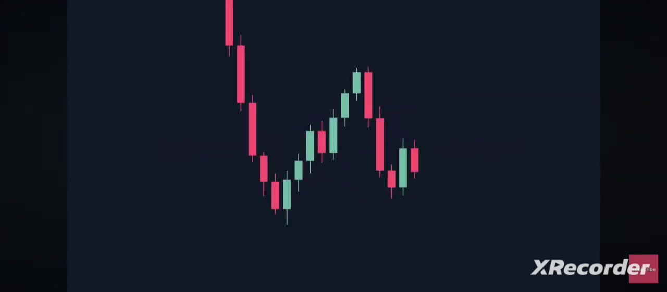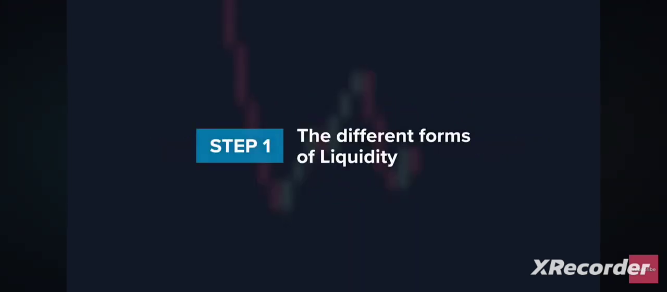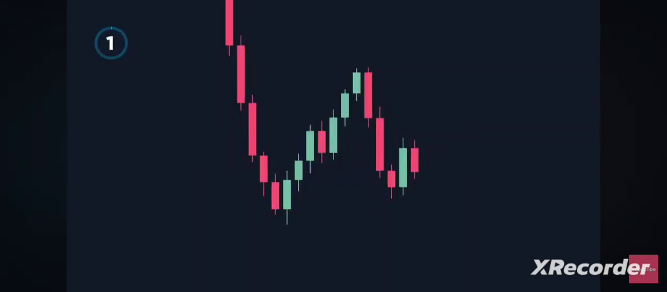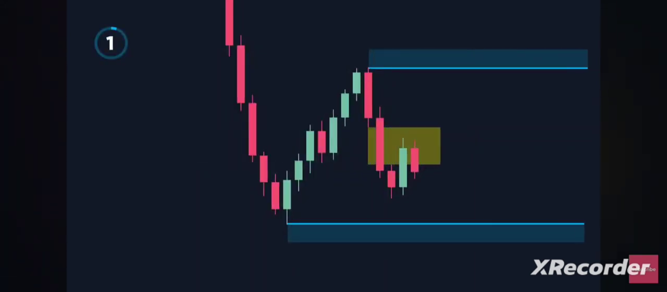So let's waste no time and start with step number 1, which is understanding the different forms of liquidity. Liquidity refers to areas in the chart that either contain a large quantity of unfilled orders or a large quantity of stop losses, and it presents itself in 2 different forms.